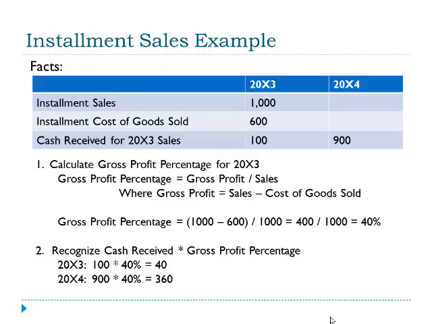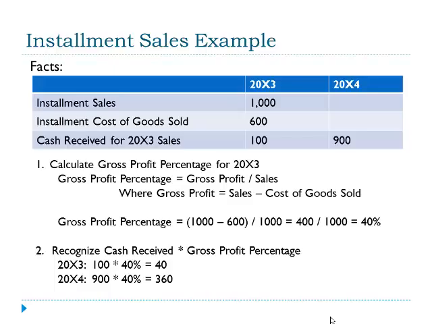For that information, we need to calculate the gross margin. Gross margin is sales less cost of goods sold. So here, the gross margin is $400. That $400 of gross profit divided by sales calculates the gross profit percentage. So 400 divided by 1,000 is equal to 40%.